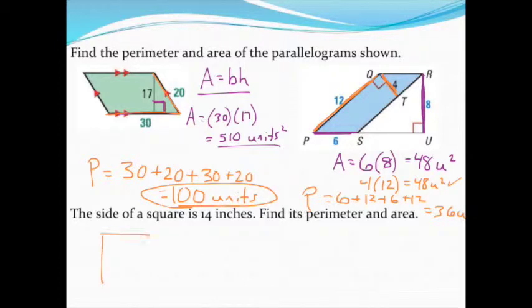Okay. And last up with parallelograms, we have a square. Let's go ahead and draw it. And you guys know squares have 4 congruent sides, so I'll put my tick marks on. Each side is given as 14 inches, so I'll label that. And we know squares have right angles in the corner.